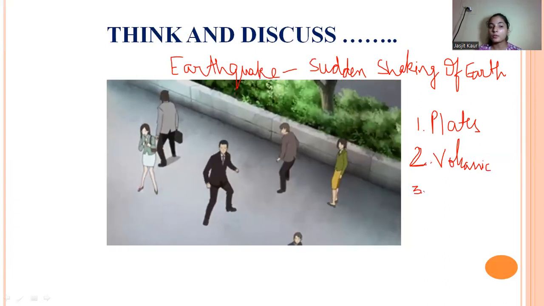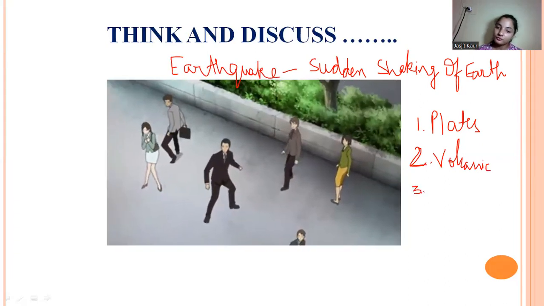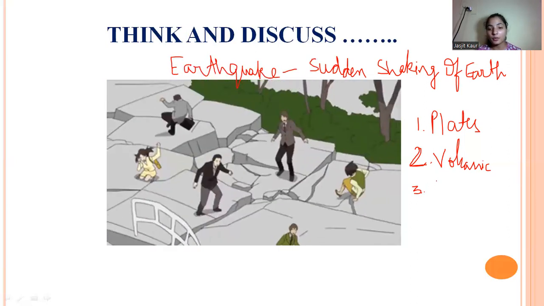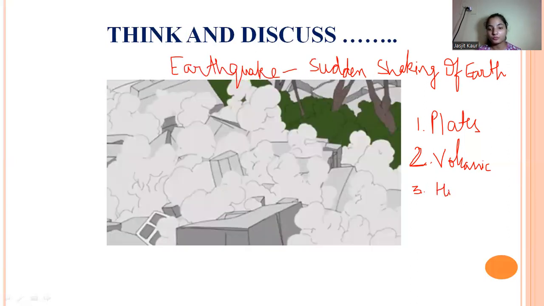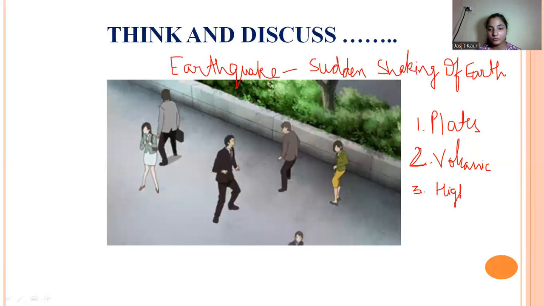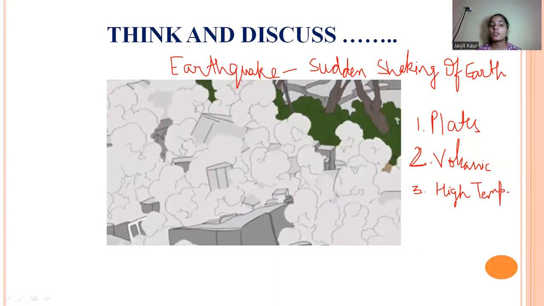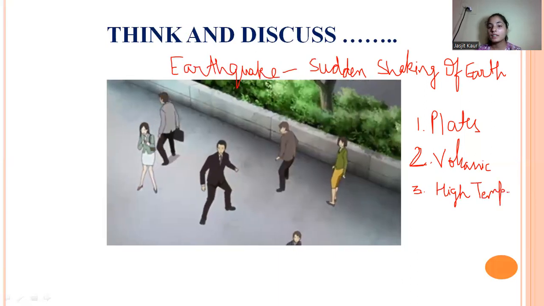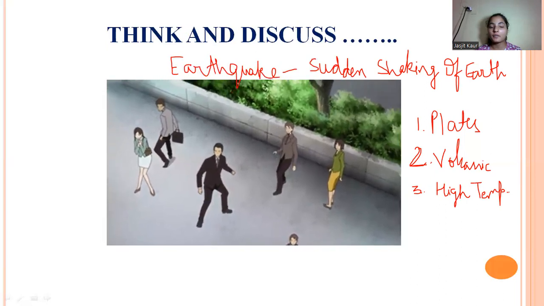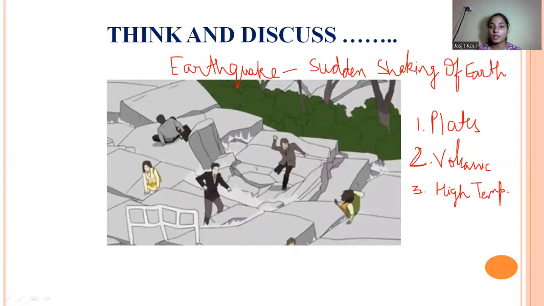Yes, and apart from this, yes, because of high temperature also, there is a movement in the plates. Yes, very good students. So these are the different causes due to which earthquakes occur.